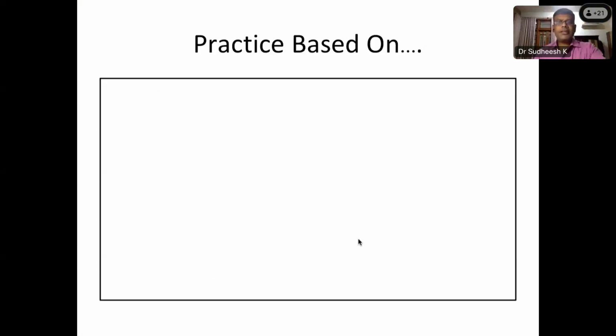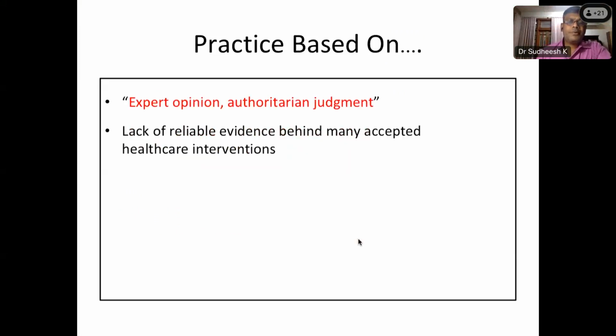Earlier, the entire medical or clinical practice was based on expert opinion or authoritarian judgment. Most of the time we used to say he's our professor, so whatever he says is right, or he's an authority on that particular subject, so whatever he says is right. And how did he get that authority? Just by doing so many cases in that particular area. That's how we were thinking in those days. However, those judgments or expert opinions didn't have any reliable evidence behind many accepted healthcare interventions in earlier days.